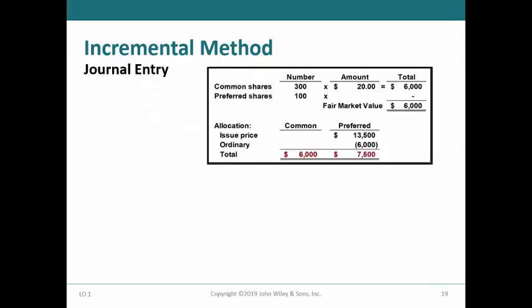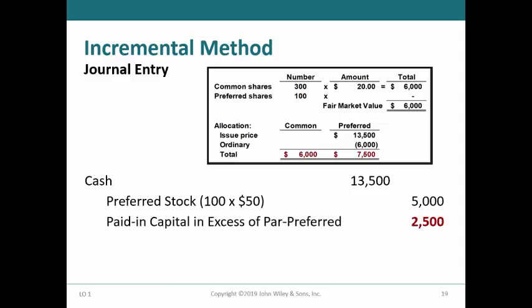To record this entry, we would debit cash for the $13,500 and credit preferred stock for $5,000, the par value of the shares, and paid in capital in excess of par preferred, $2,500. We would credit common stock for the $3,000 par value and credit paid in capital in excess of par common for $3,000.